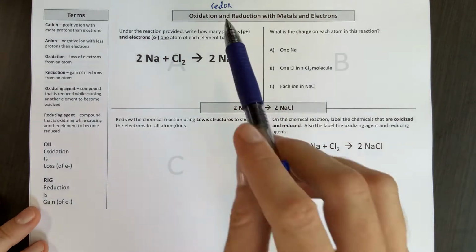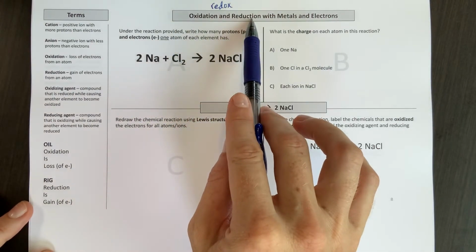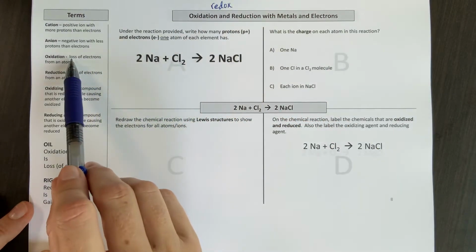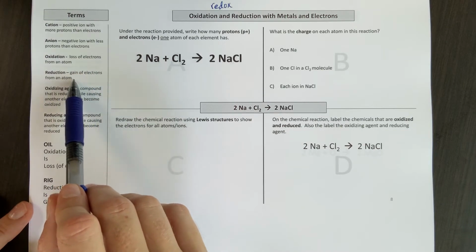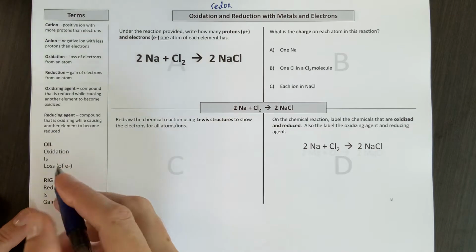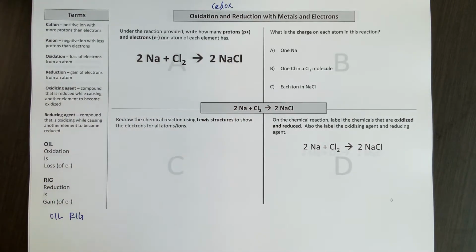And two words we use to describe moving electrons around are oxidation and reduction. Oxidation we'll see is the loss of electrons from an atom, and reduction is the gain of electrons from an atom. And there's a little mnemonic that I write on the top of my paper still when I'm working these problems. OIL RIG: oxidation is loss, reduction is gain.